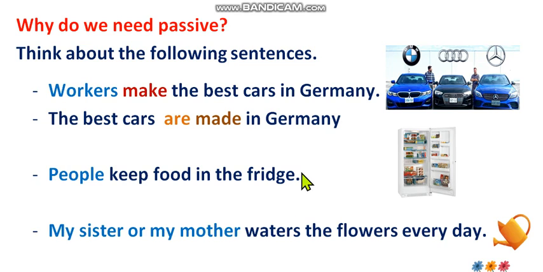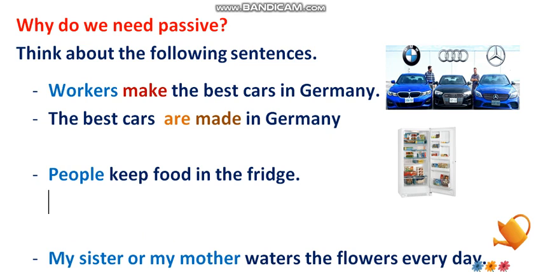Let's go for the next sentence. People keep food in the fridge. To change that into the passive, we start with the object, which is, yes, exactly, food. Food is uncountable, so we need is, not am or are. Keep, the past participle from keep is kept, so we need kept. And the fridge is the place where we keep food, in the fridge.